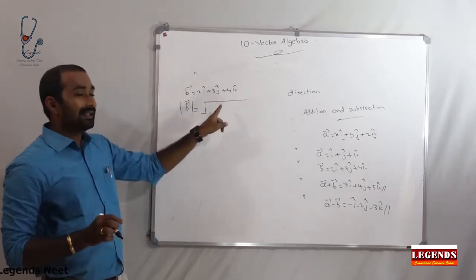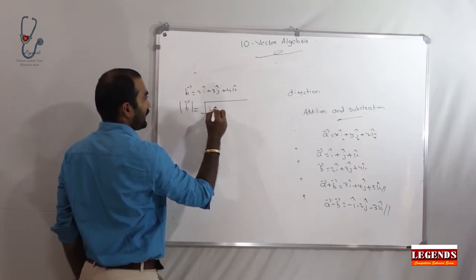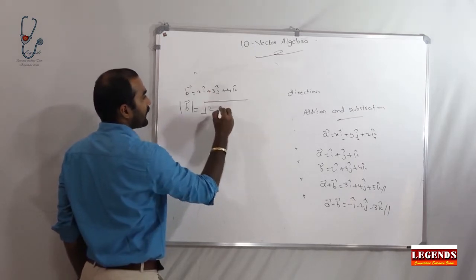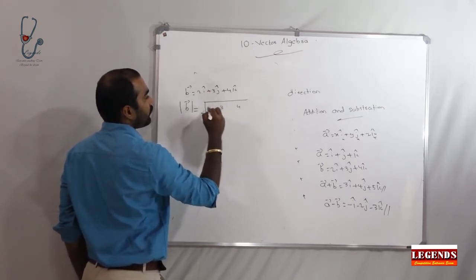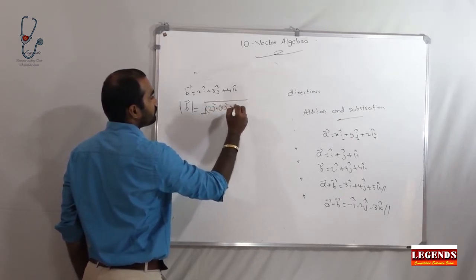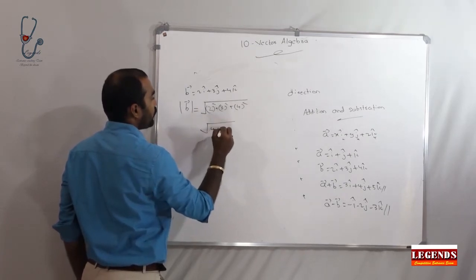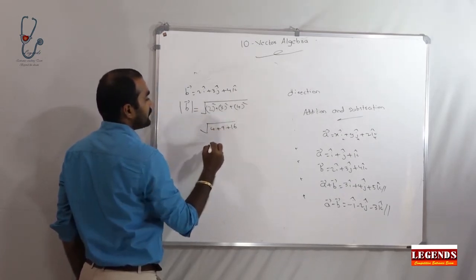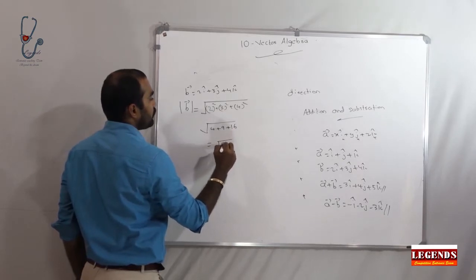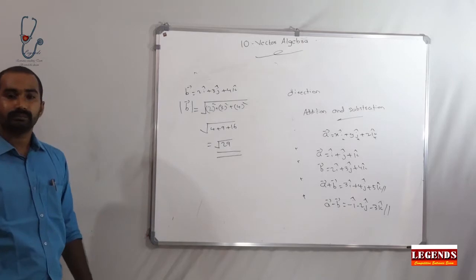First of all, take the square root, then the coefficients of i, j and k. The first one is 2, the second one is 3 and the next one is 4. Then taking the square and also taking the sum. What is the value? Root of 4 plus 9 plus 16 is equal to root 29. That is the answer.